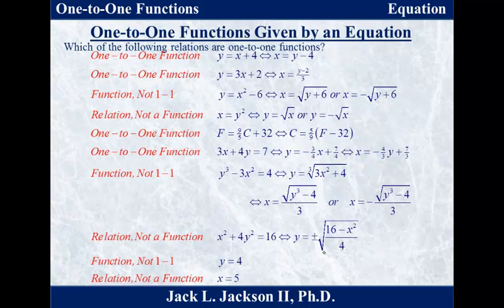The next one's already solved for y, but notice something happens here when we try to solve for x. We add 6 to both sides, we get y plus 6 equals x squared. But when we try to solve for x, we get plus or minus the square root. So x is the square root of y plus 6, or x is the negative square root of y plus 6. And so that's not one-to-one. Notice that we should be able to put in something here. For example, y is 3. We get 3 plus 6 is 9. Square root of 9 is 3. So there's 3.